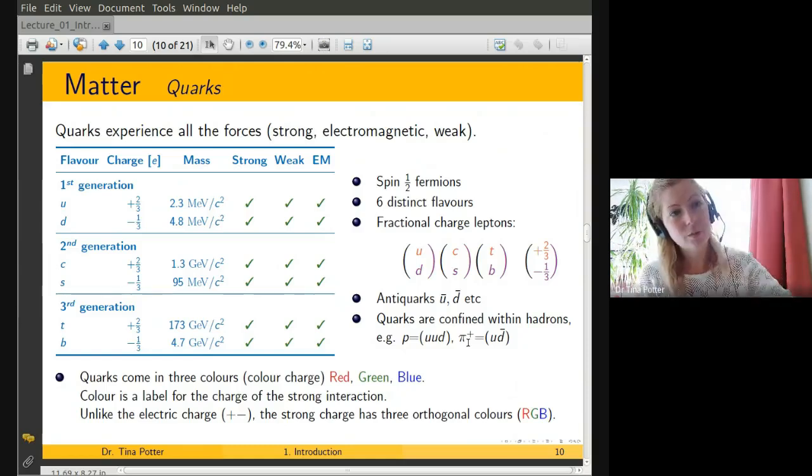So for every one of these 6 quarks that you see, we have anti-quarks as well, and we also have 3 different varieties depending if they carry the red, green, or blue color charge. And see how things start to explode a little bit.